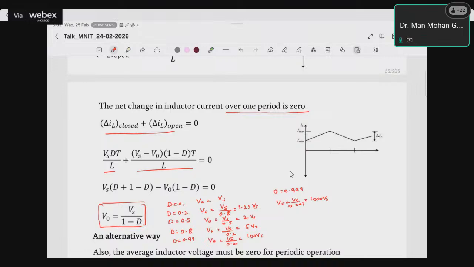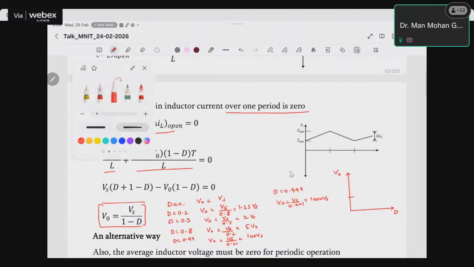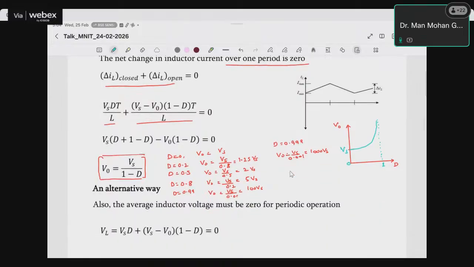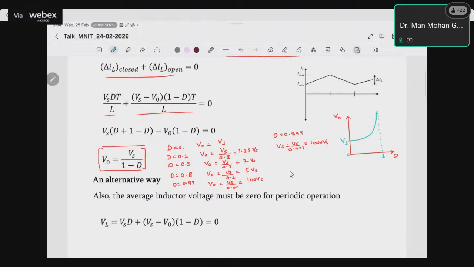So if I plot this expression, duty cycle versus output voltage, then at D equal to 0, my output voltage is the same as Vs, right? And as duty cycle keeps on increasing, the output voltage keeps on increasing, and at duty cycle 1 it becomes infinite theoretically, right? The practical way we will also discuss. We will be surprised that a boost converter does not work in this way in the practical case, right?